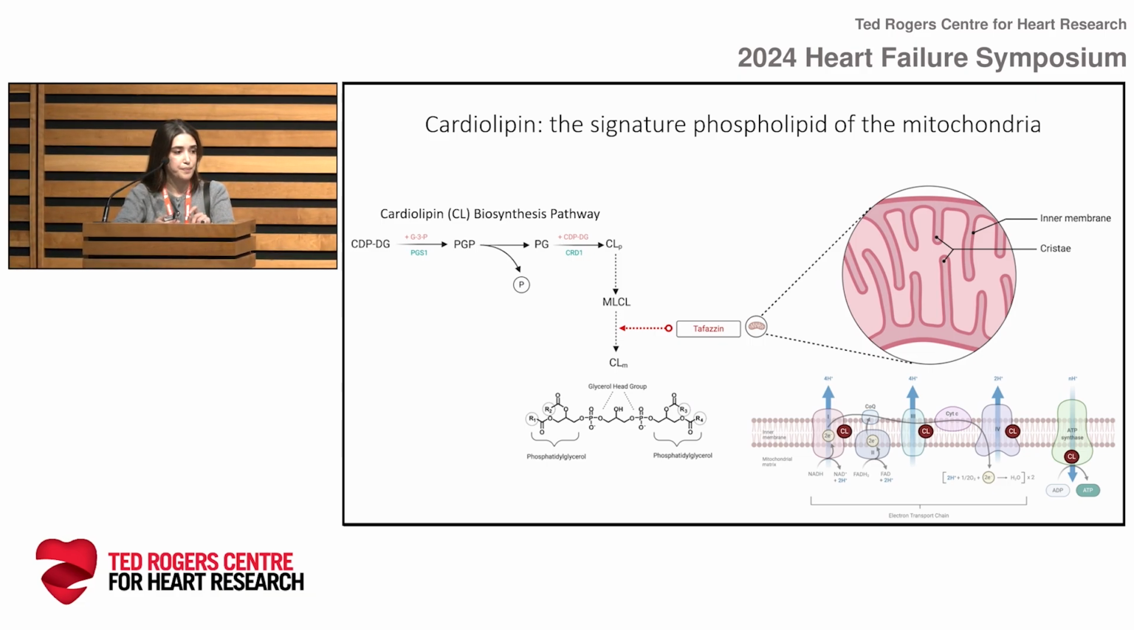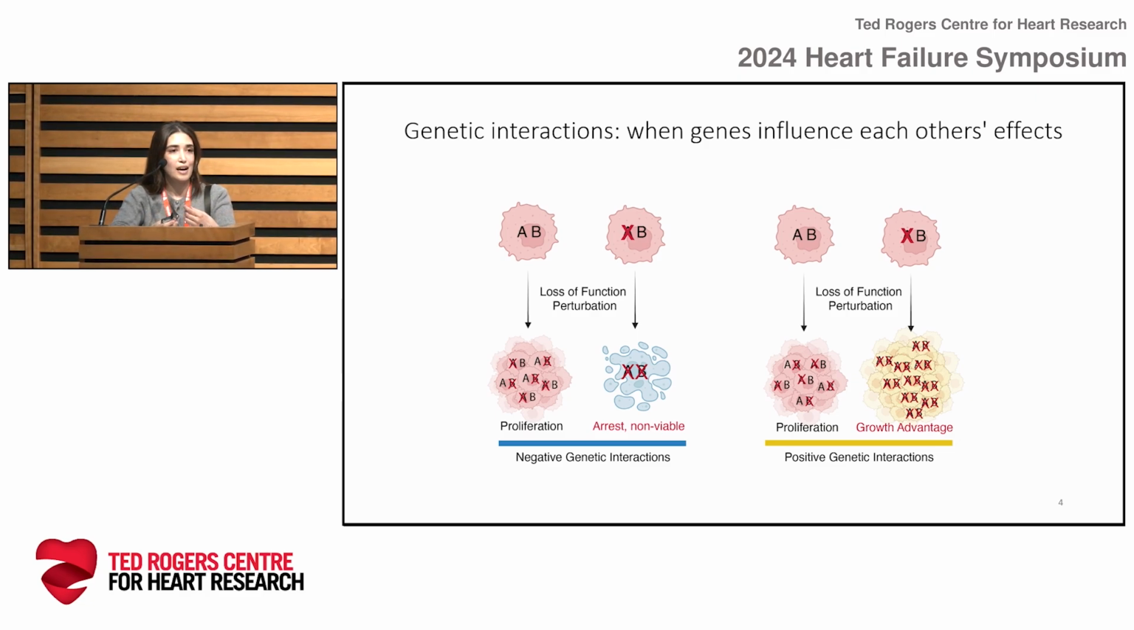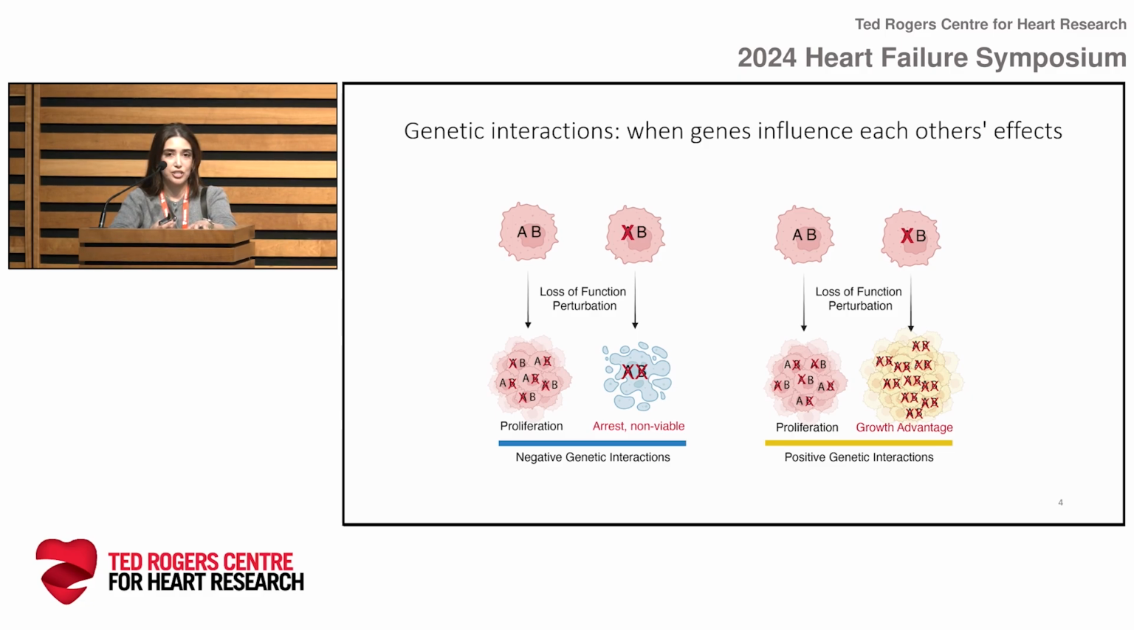So the way we're going about this is, because this is a classic genotype to phenotype problem and a case of missing heritability, given the complexity of the disease despite one known gene being responsible, we're approaching it by looking at genetic interactions. So how does a gene influence the effect of another?